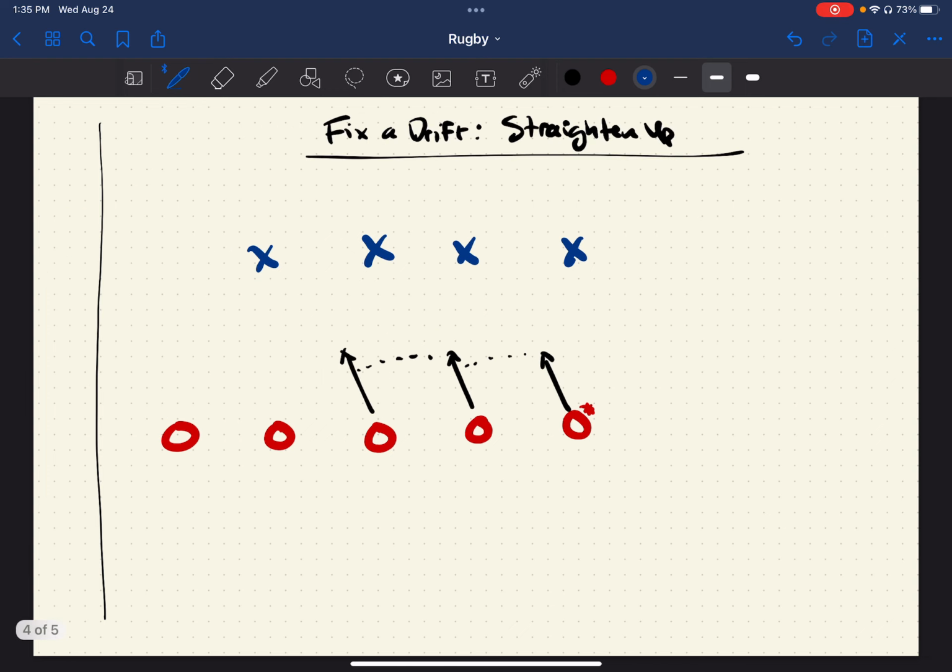At any point on attack that you notice a drift, you can preserve the space by doing what coaches often call straightening up. In this example, we're going to have our outside center, or the last man before the wing, choose to stop drifting and straighten up. This line is vertical or ideally slightly back infield. And the point of this is to force this defender to make a decision.